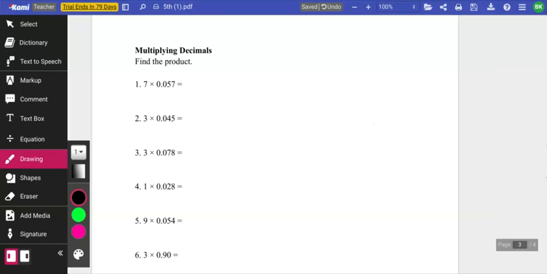Okay, now we have multiplying decimals, finding the product. For number 1, we have 7 times 0.057. If we line this up correctly, 0.057 times 7. We are going to ignore the decimals first. So 7 times 7 is 49.